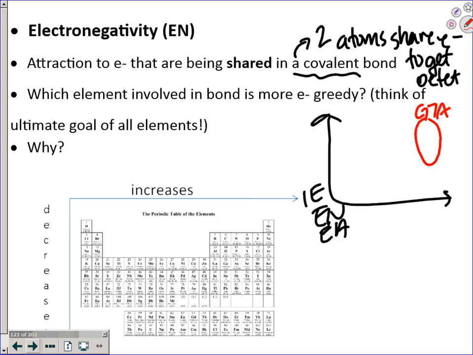So all of group 7A is willing to take on electrons, but some of them are more willing or greedy for electrons than others, and it's simply based on their size. Who over here is the largest, the top or the bottom of group 7A? Group 7A, I'm going to make it really big. So these are smaller, these are larger, right? Because the atomic radius trends this way.